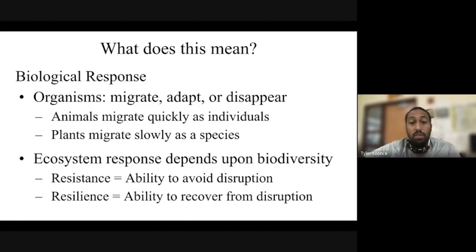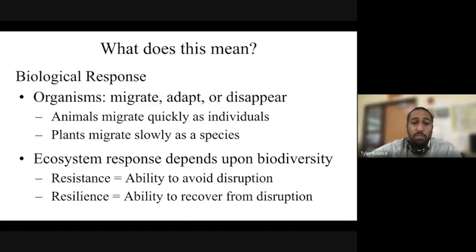So animals can migrate quickly as individuals. They can fly down south, like the Canadian geese moving south. But plants migrate really slowly as a species. They rely on things like wind or different types of seed dispersal. So birds are eating them and dropping them somewhere else, or things like burrs that get stuck onto your clothes or animals' fur, and then will be transferred somewhere else, but it's a relatively slow process.